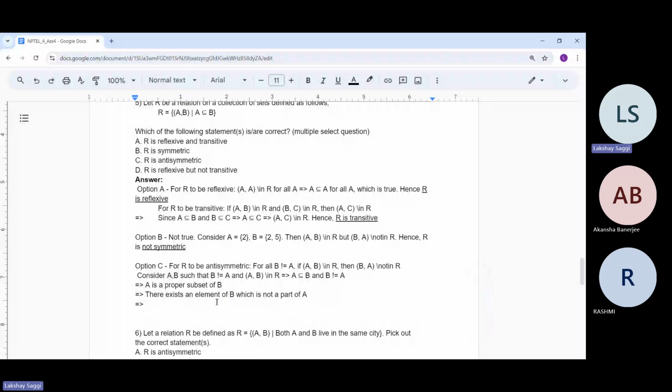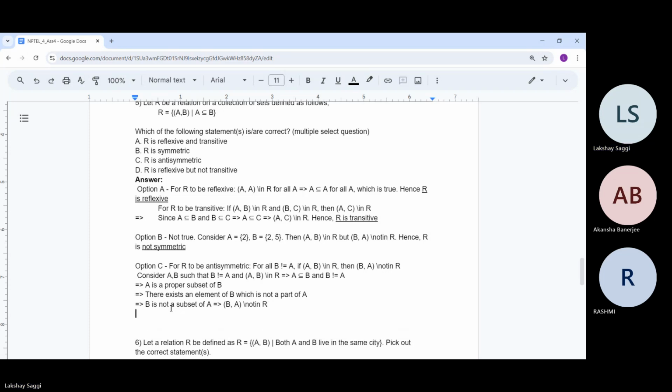this means that A can't be, so B can't be a subset of A, right? Because there exists an element of B which is not of A. So B is not a subset of A. And what does this mean? This means that (B, A) is not in R, and hence R is anti-symmetric.